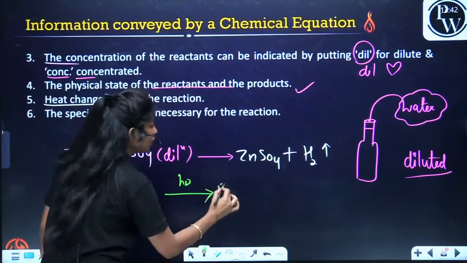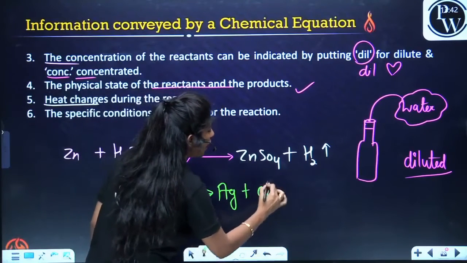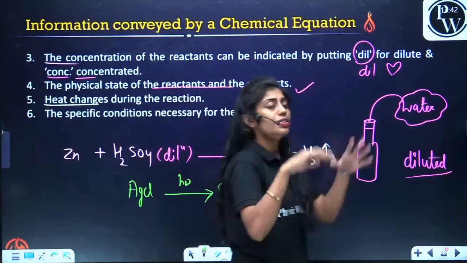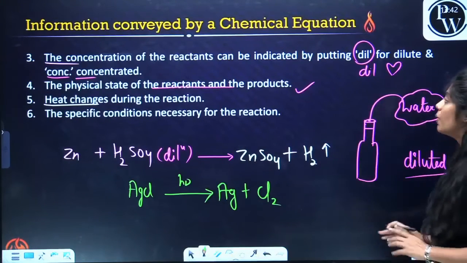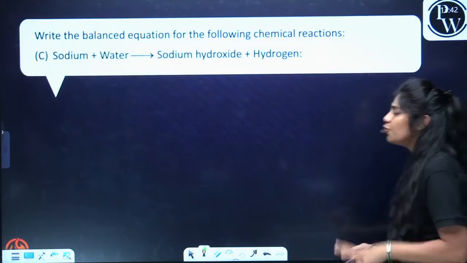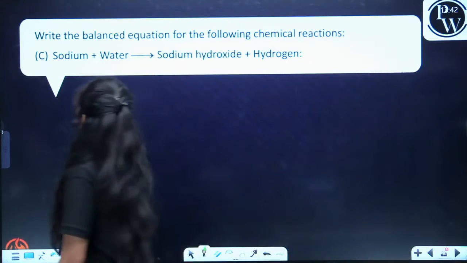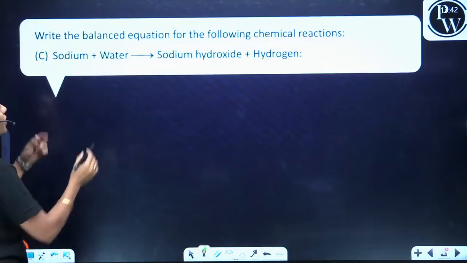So it will be giving you silver, and the chlorine gas will disappear. This is the information that is conveyed by a chemical equation if you write it properly. Now we have a question, that is your homework.